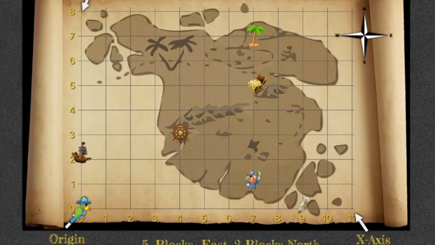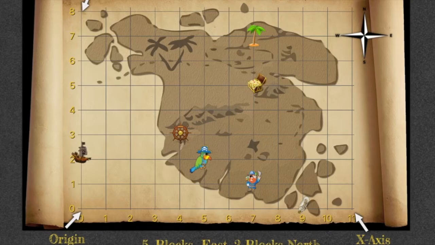Okay, our first direction is going to have our parrot traveling 5 blocks east and 2 blocks north. So here he's starting at 0, 0, our origin, and he's going to go 5 blocks east, which is 5 blocks to the right. 1, 2, 3, 4, 5. And then he's going to be going 2 blocks north, 2 blocks up. 1, 2. So our friend the parrot has made it onto the island.